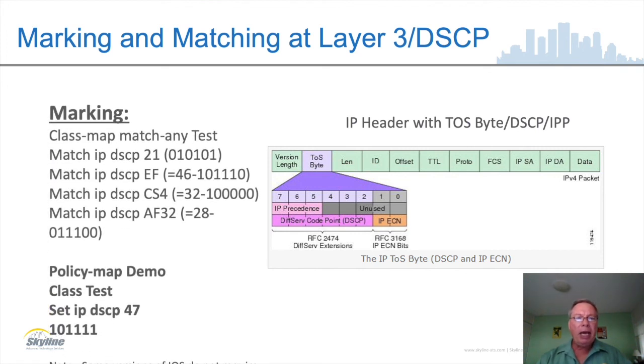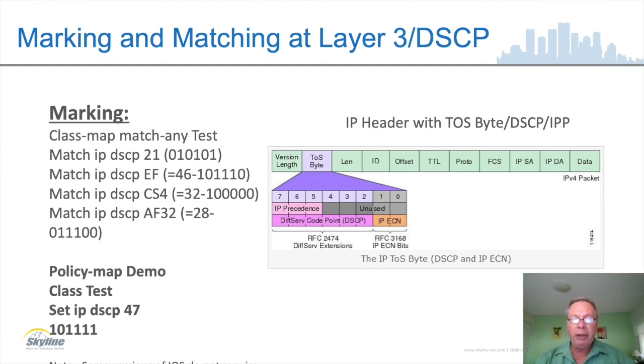Okay? In this case, they've said class map match any test, and they've said match IP DSCP 21. And just for fun, I've shown you what that is in the binary. Match IP DSCP EF. Well, that stands for 46. The EF stands for expedited forwarding. It has no numerical value. It's not hexadecimal notation. CS4, again, the last 3 bits have to be 0, and the first 3 bits have to look like IP precedence 4. So it comes out to DSCP 32.